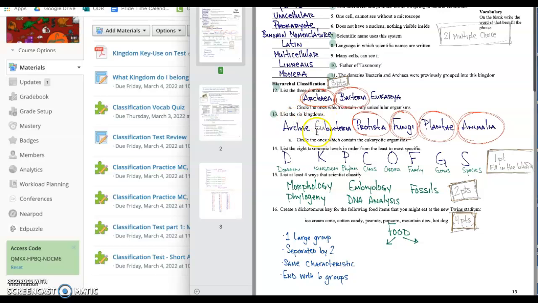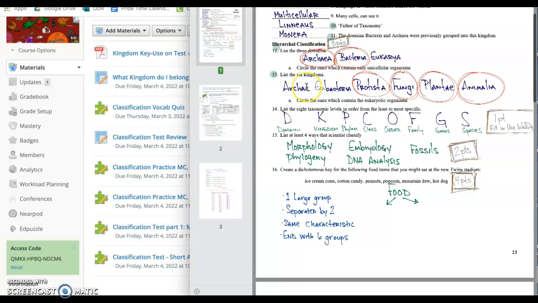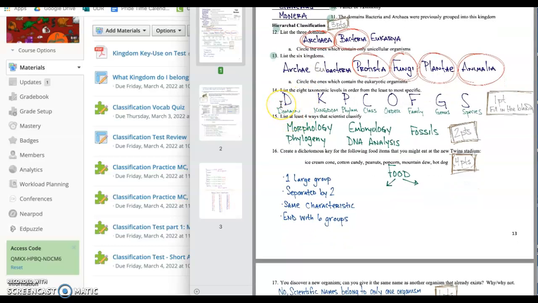Make sure you remember the 6 kingdoms in order, the kingdoms. And then also remember all of the taxonomic levels. So domain, kingdom, phylum, class, order, family, genus, species. And it's helpful to have a mnemonic to help you remember those in order. Make sure you understand them in order.